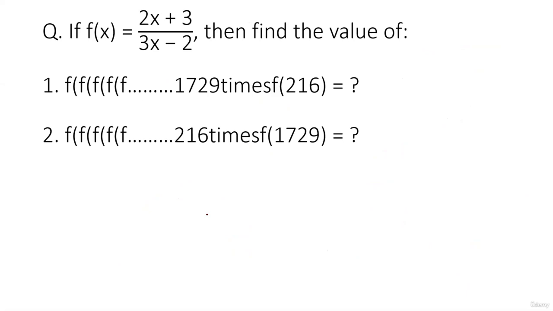If f of x is equal to (2x plus 3) divided by (3x minus 2), then find the value of f of 1729 times f of 216 and f of 216 times f of 1729. What the f? Okay. So guys, यहाँ पे इसका मतलब देखो क्या है.